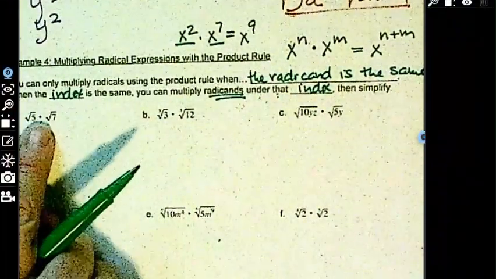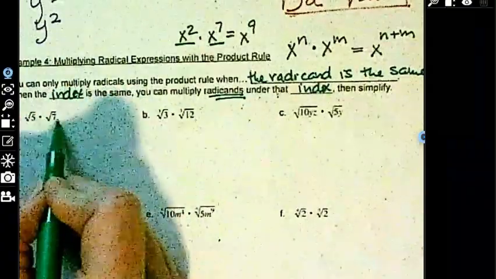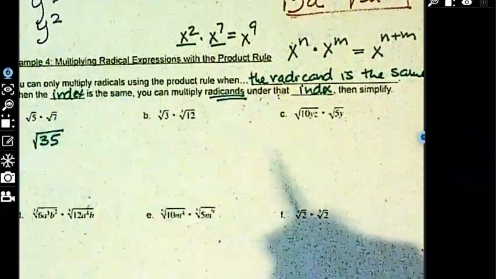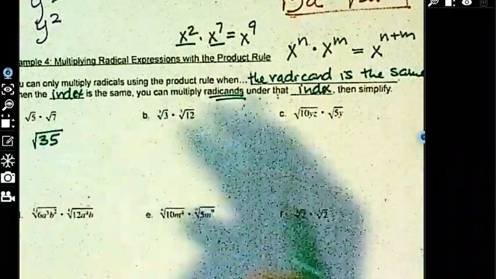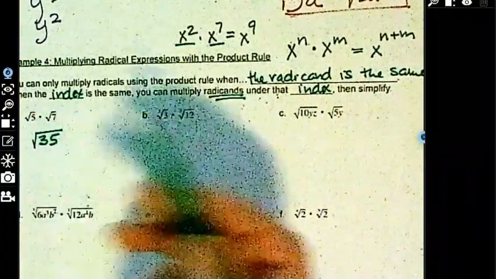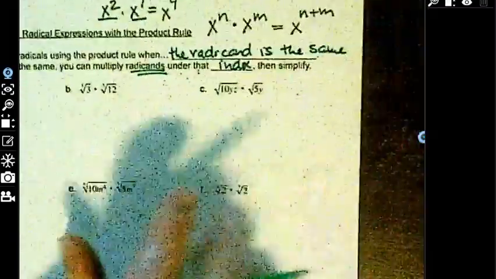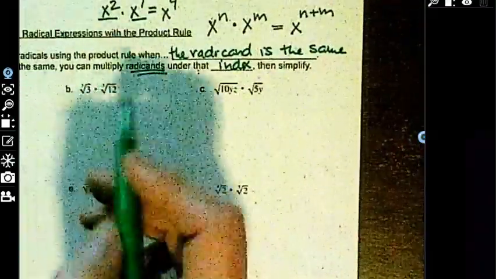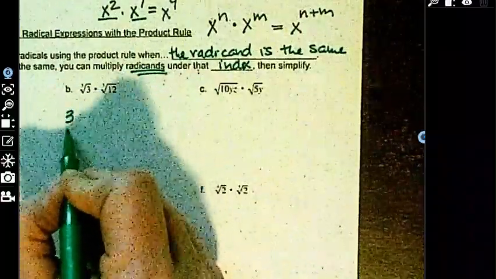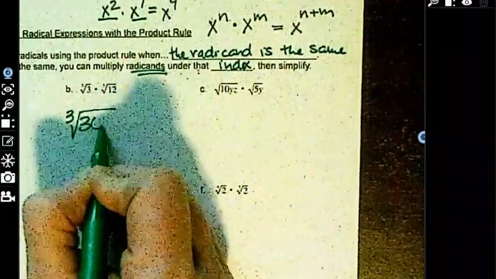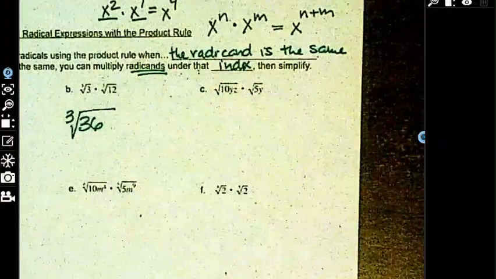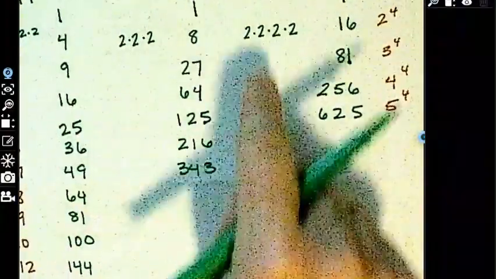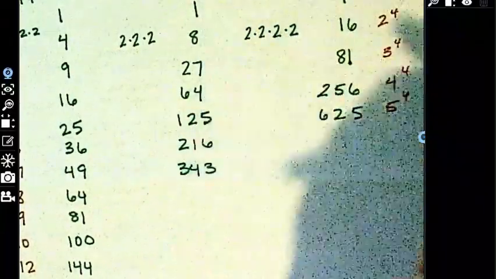All right, so let's look at this. We have the index is the same, so I can say that is equal to the square root of 5 times the square root of 35, which doesn't help me much; it's a little bit simpler, but that's all I can do. Now, I've got the cube root. Well, their index is the same, so that's equal to the cube root of 36. Now, if I want to think about simplifying, I have to look at my cube roots and say, is 36 divisible by 1, 8, or 27?